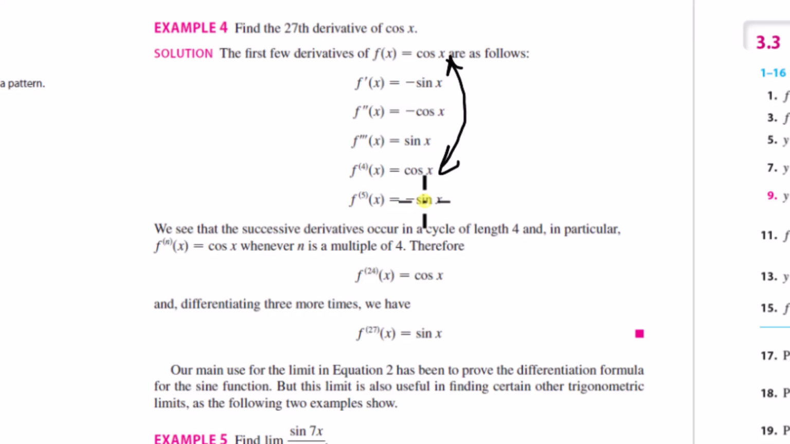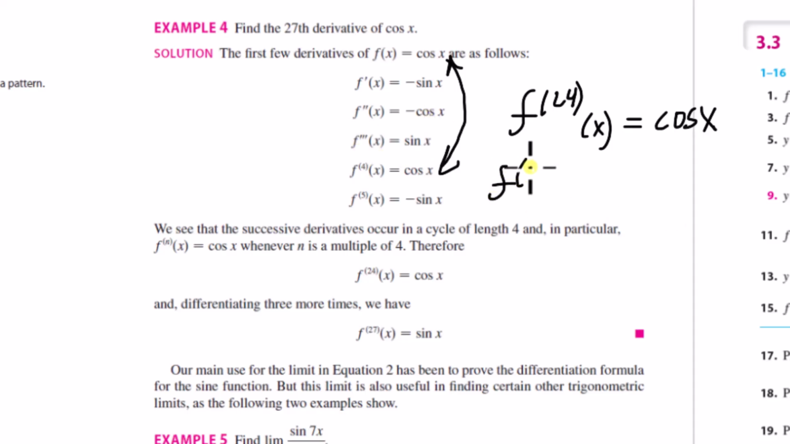So there's a cycle here of length 4. Once you get to every fourth derivative, you're going to be back at cosine of x. So all we need to do is say that 6 times 4 is 24. So the 24th derivative of cosine of x is cosine of x. So the 25th derivative is minus sine of x. The 26th derivative is minus cosine of x. And the 27th derivative is sine of x.